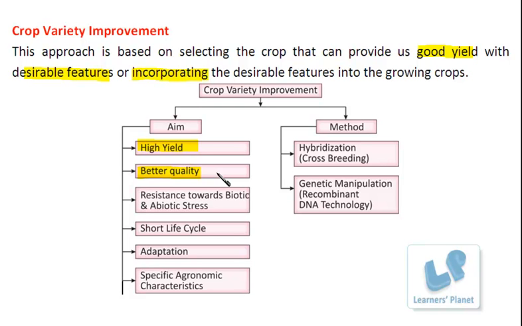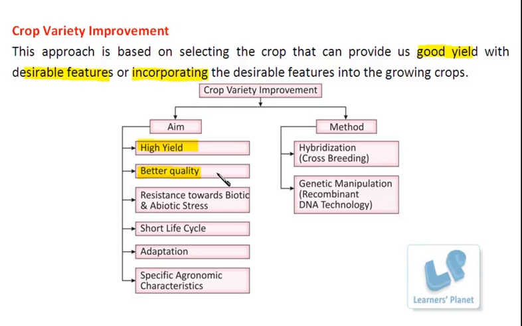If we consider the wheat, then what is to be considered? The baking quality. Another example is oil seeds. So for these oil seeds, what is considered? The oil content, right?